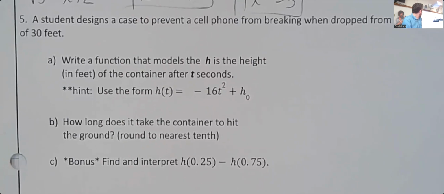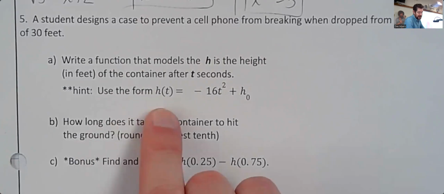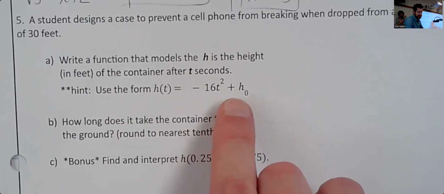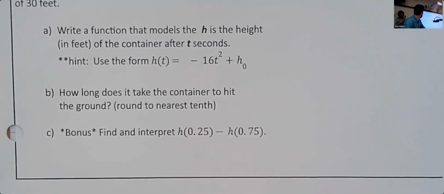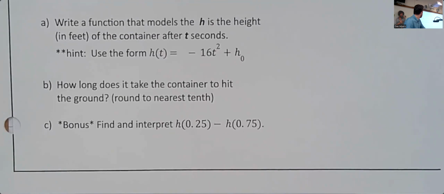All right. Hey, so we go to write a function that models the height in feet of the container after t seconds. So here it is. Use the form h of t equals -16 t squared plus h of 0, or h sub 0. So how long does it take the container to hit the ground, round to the nearest 10? Bonus. Find and interpret h of 0.25 and h of 0.75. Or wait, 0.25 minus 0.75. Oh, interesting.